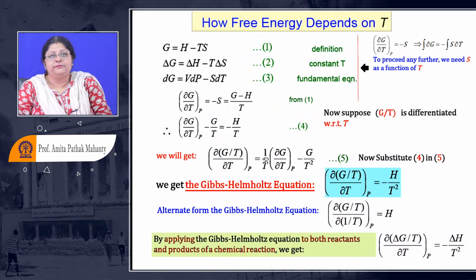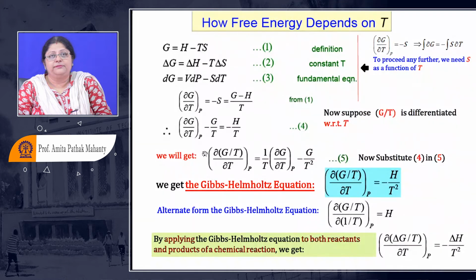What do you get? You differentiate G by T. How do you do it? 1 by T, del G by del T at constant pressure, minus, you now differentiate with respect to temperature, G by T square. This is what it is going to come to, right? Now, if I compare these two equations, if I take the term out for del G by del T at constant pressure minus G by T, I can take T here, multiply by T here, take it here.